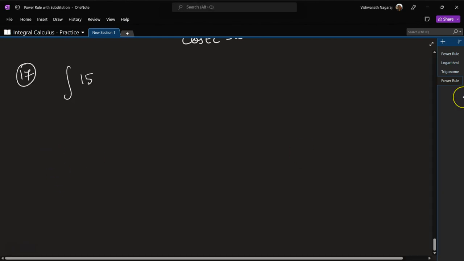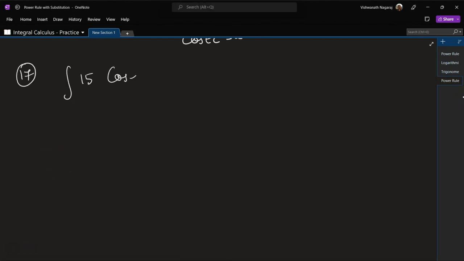What looked complicated is pretty straightforward. 17th one, 15 times cosec square minus 5x times cot of minus 5x to the power of 1 by 4 dx. Again, looks complicated, but remember, if you differentiate cot, you get cosec square, or rather minus cosec square. So remember that. If you remember that, then it becomes very, very easy.